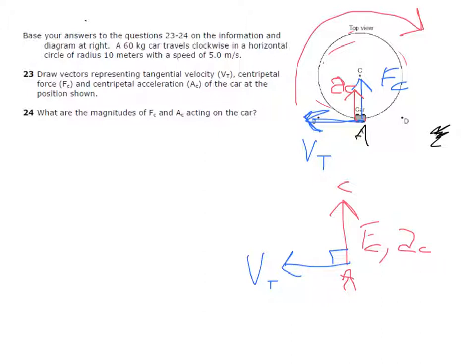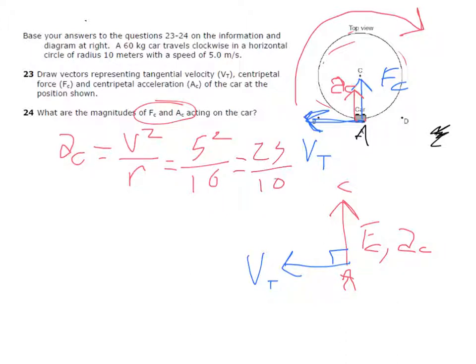The question says, what are the magnitudes of Fc and ac acting on the car? First, we're going to calculate ac, the centripetal acceleration. Centripetal acceleration is equal to v squared over r. So it's equal to 5 squared divided by 10. So that's equal to 25 over 10, which is equal to 2.5 meters per second squared.